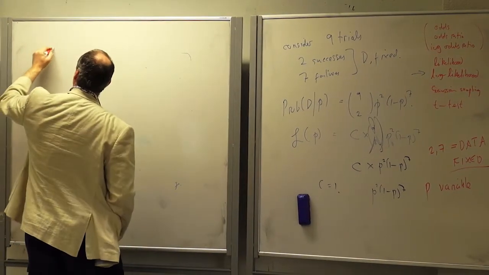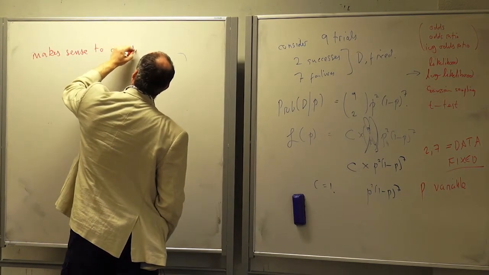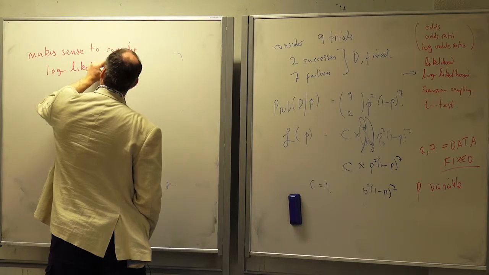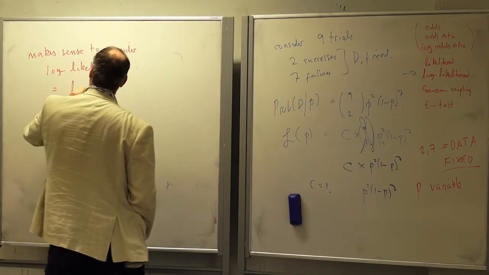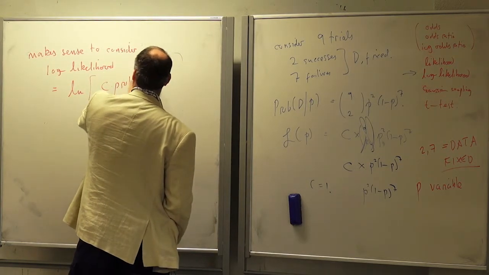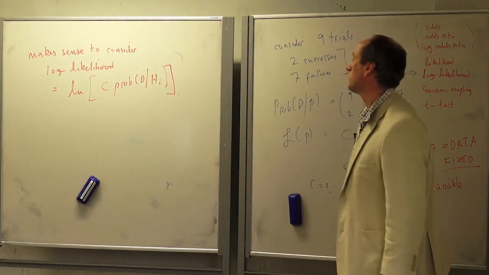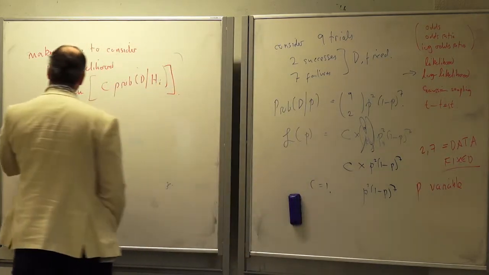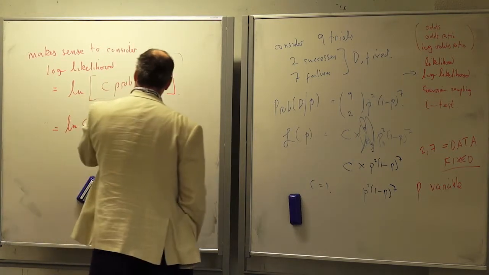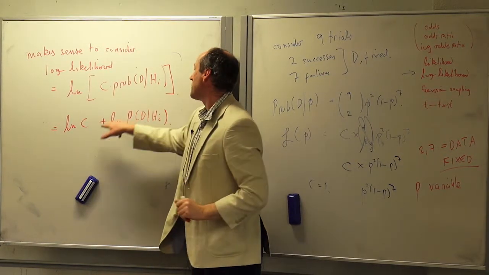It makes sense to consider the log likelihood equals the log of C times the probability of D given your hypothesis. It's plus because the log of the product is the sum of the logs.